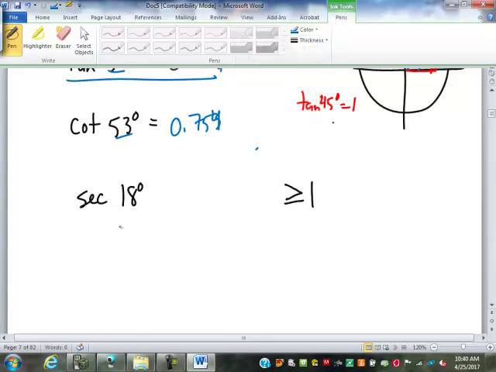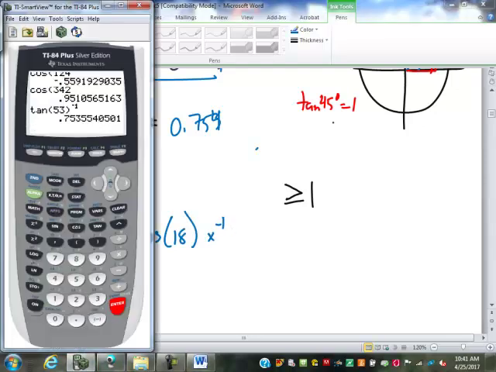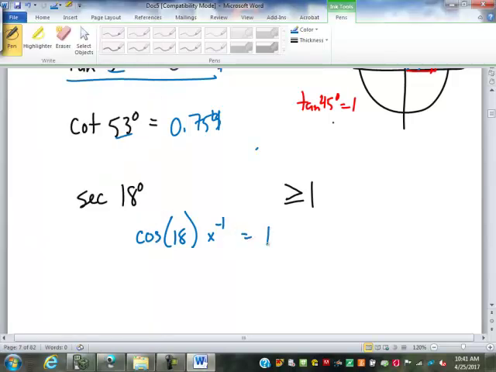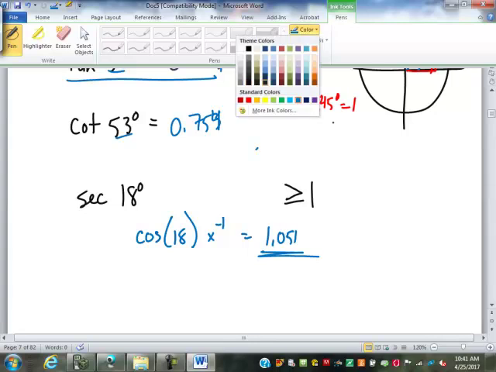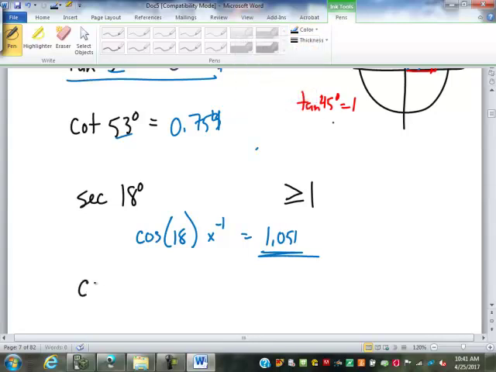How are we going to calculate this? Secant goes with cosine. So we're going to type in cosine, 18, close parentheses, and then reciprocal. Cosine, 18, close parentheses, reciprocal. 1.051. Can you get that to work out? Yep.